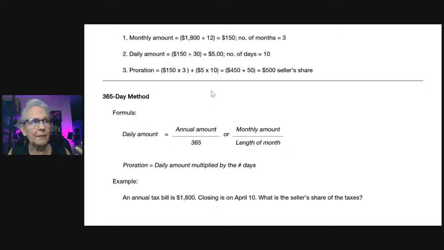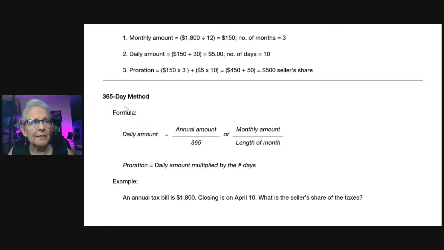But then we have 3 months. So proration equals 150 for each month, 150 times 3, so that'll be 450, plus 10 days times $5 per day, which is 50. That's 450 plus 50 equals 500 seller share. So the seller's portion of the taxes due at closing is 500. The buyer will be credited for that, so the seller owes that. So it's a debit to them and a credit to the buyer.